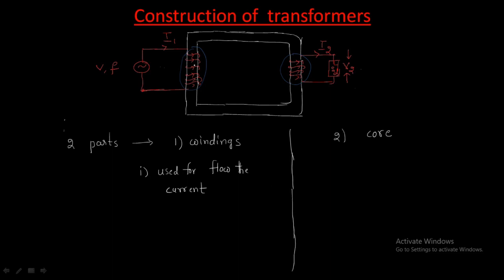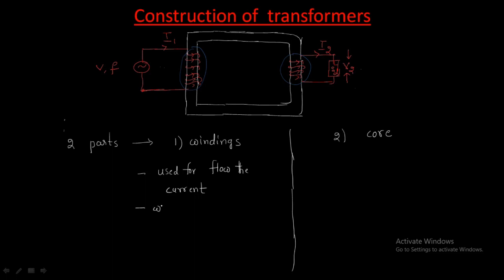Look here. When the current from the supply flows as I1, it flows like this and comes here. The current collected from the secondary winding, this is the winding, is supplied to the load. This is used to flow the current. Wherever the winding is there, only current flow is possible.